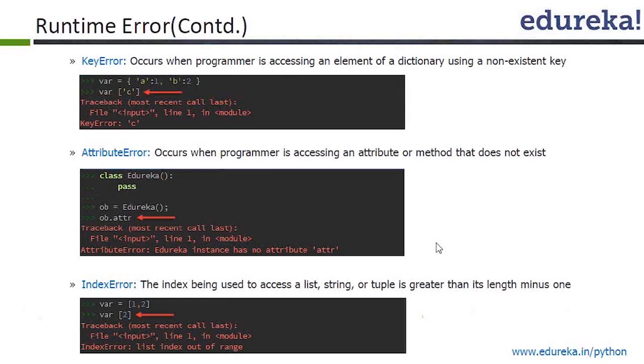Index error, the index being used to access. So you have seen this many a times, right? You define a list and then you try to read from the list, which does not exist. So it gives an index error.